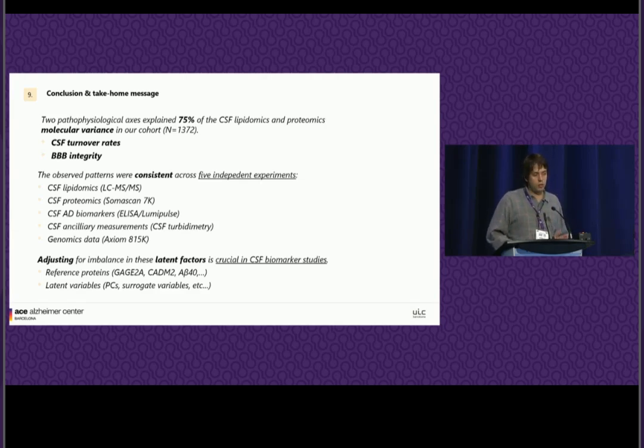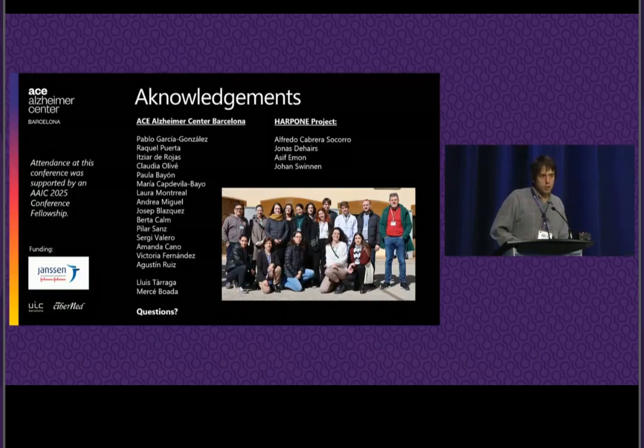the importance of adjusting for these latent factors whenever we perform CSF omics studies, either by using reference proteins, which might be the optimal approach but still need validation, or by adjusting by latent variables such as principal components or surrogate variables. So thank you very much for your attention, and I'll be happy to take questions in the Q&A.